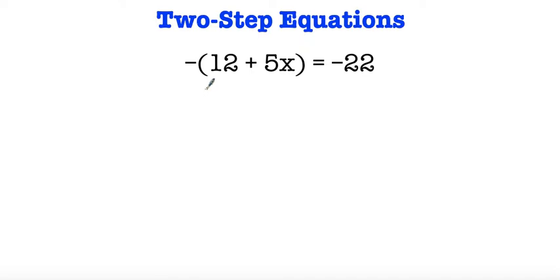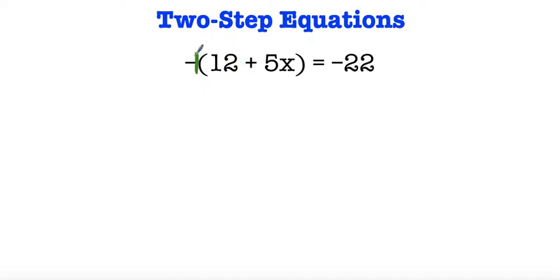So here I have a negative on the outside. Even though it just looks like a negative, we could write a 1 here if that's too confusing to look at. So we have negative 1 times 12 and negative 1 times 5x. So here you could do the same thing. You could either distribute the negative 1 or divide both sides by negative 1.